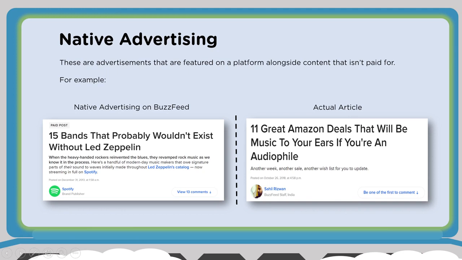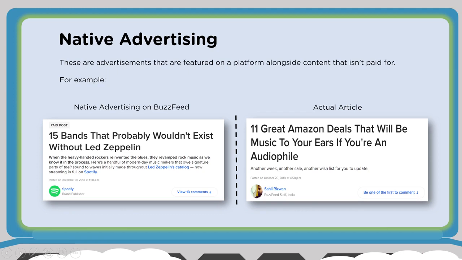Okay, so for Spotify, using native advertising allows them to put their ad next to content related to their ad. Here you can see another BuzzFeed article: 11 great Amazon deals that will be music to your ears if you're an audiophile. Here you can see an advertisement next to the article. So you can see the ad about Led Zeppelin, and here you can see the actual article is about music.